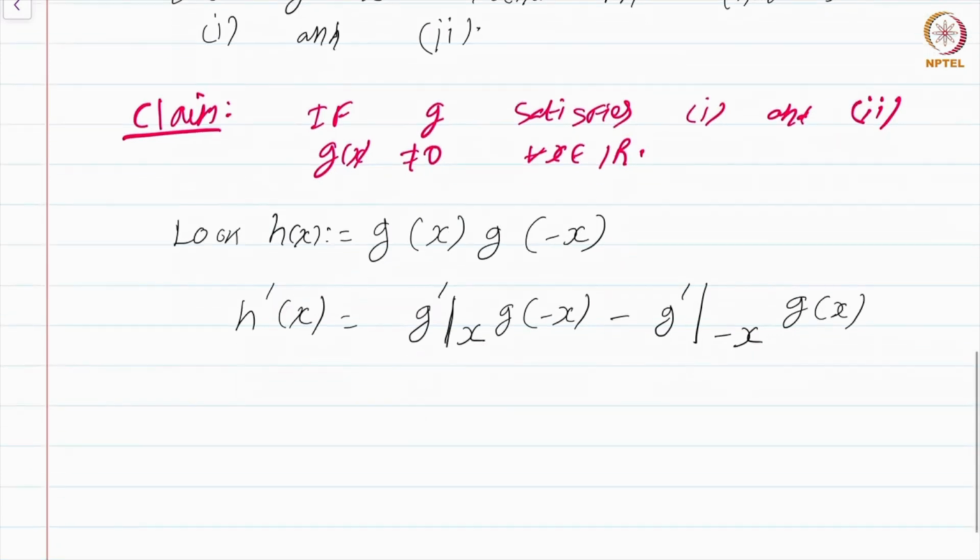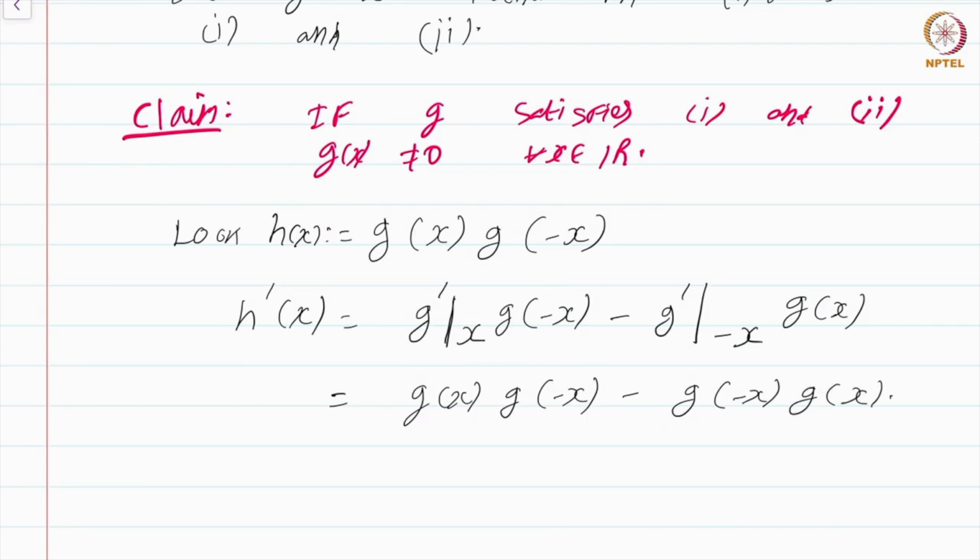But we know that g prime is just g. So this is just g of x, g of minus x, minus g of minus x, g of x. The reason I introduced this notation of evaluating at the point x is to make sure that when I write g prime of minus x, you don't think I have to differentiate the function g prime of minus x, which would be minus g prime of minus x, and lead to confusion. Now everything just cancels and you get 0.